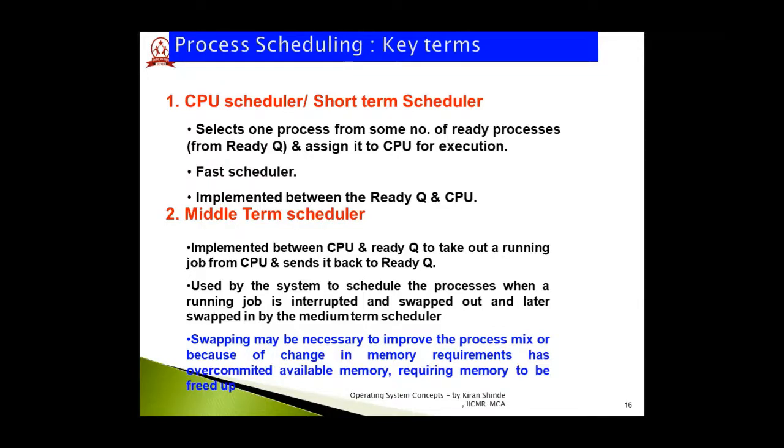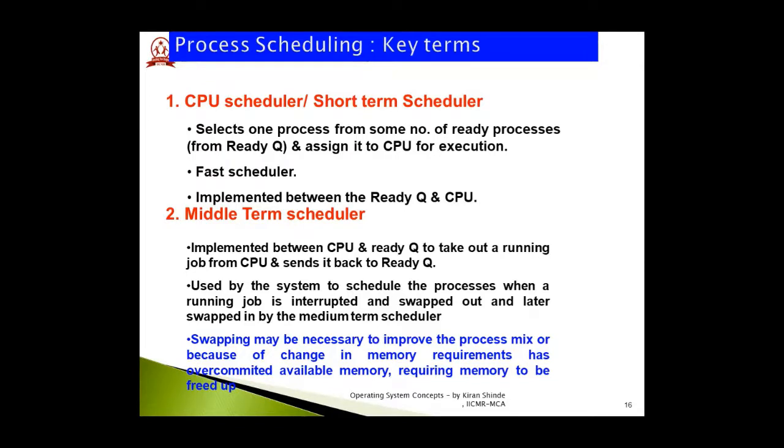And what is the role of the middle-term scheduler? This is implemented between CPU and ready queue. It is aimed to take out a running job from the CPU and send it back to the ready queue. So this middle-term scheduler plays a major role when a process is interrupted due to an IO request. At that time, this scheduler shifts that process out for the time the IO request is getting resolved and then assigns it back to the ready queue.